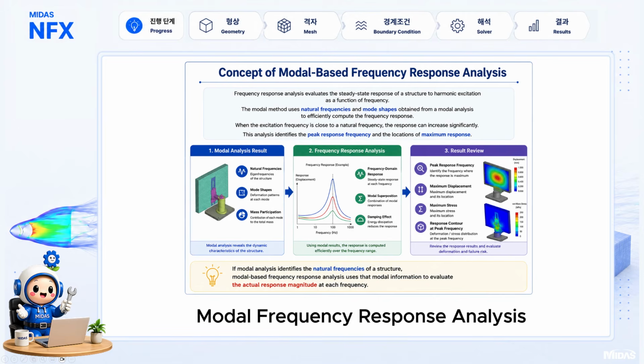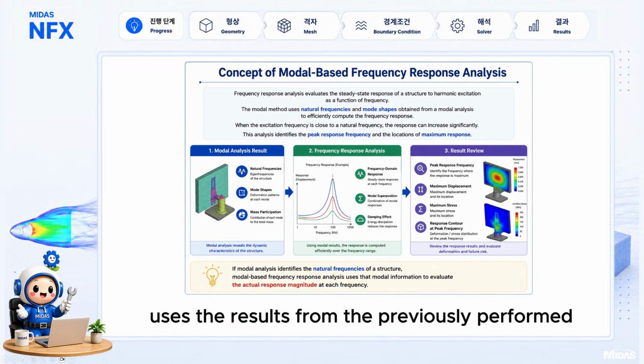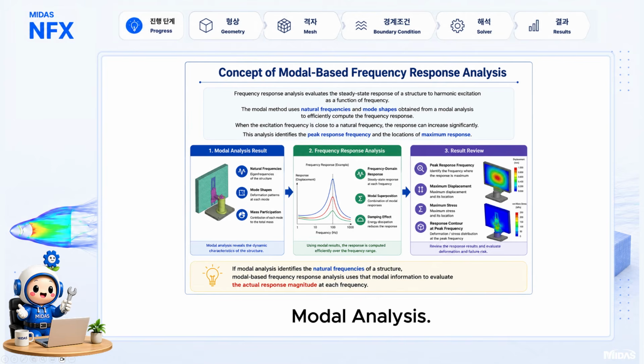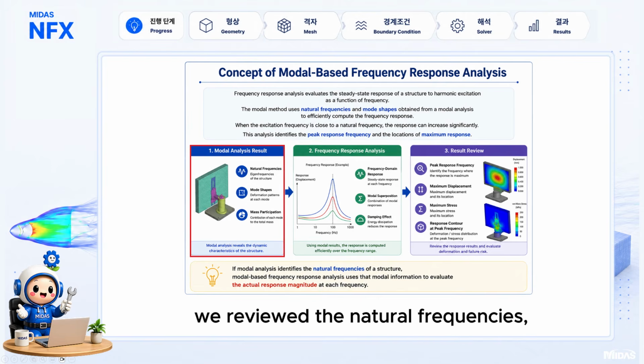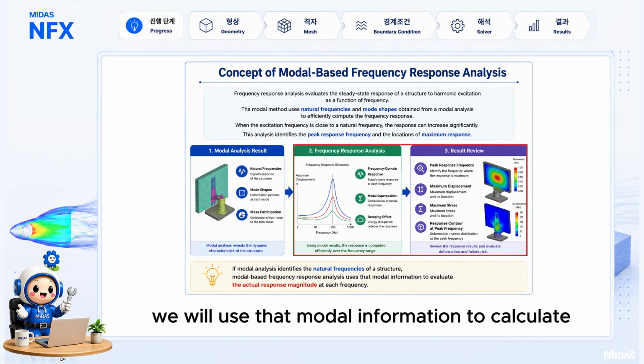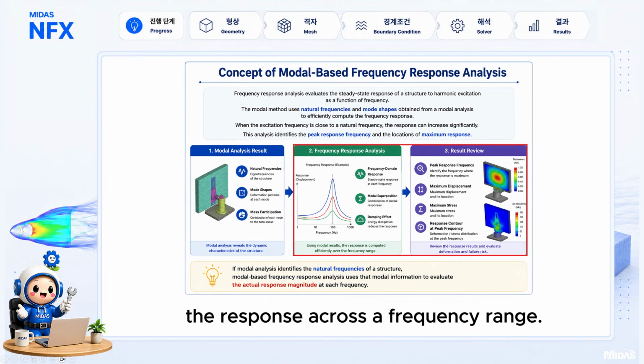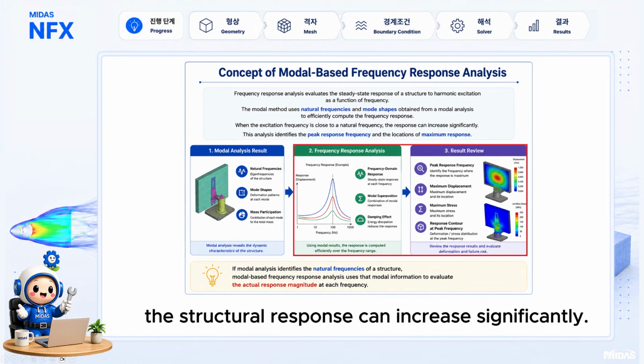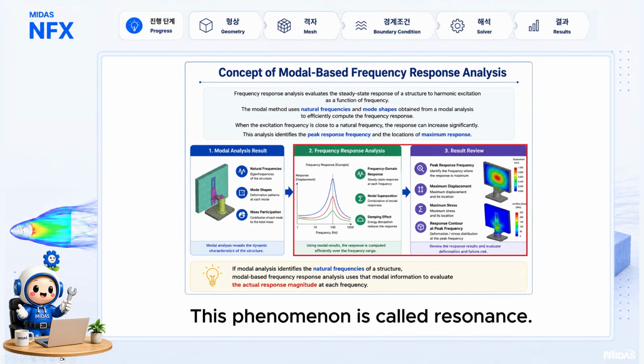Modal frequency response analysis uses the results from the previously performed modal analysis. In the previous tutorial, we reviewed the natural frequencies, mode shapes, and modal mass participation ratios. In this tutorial, we will use that modal information to calculate the response across a frequency range. When the excitation frequency approaches a natural frequency, the structural response can increase significantly. This phenomenon is called resonance.